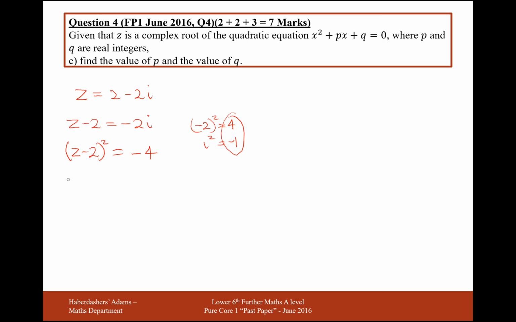Okay, taking it onto the other side, and I'll expand this left-hand bracket as well. z squared minus 4z plus 4 from the bracket, and then I'm going to add another 4 over to the other side, and that equals 0. So I'm going to get z squared minus 4z plus 8 equals 0. So p equals minus 4 and q equals 8. And that's the answer to that question, 7 marks.